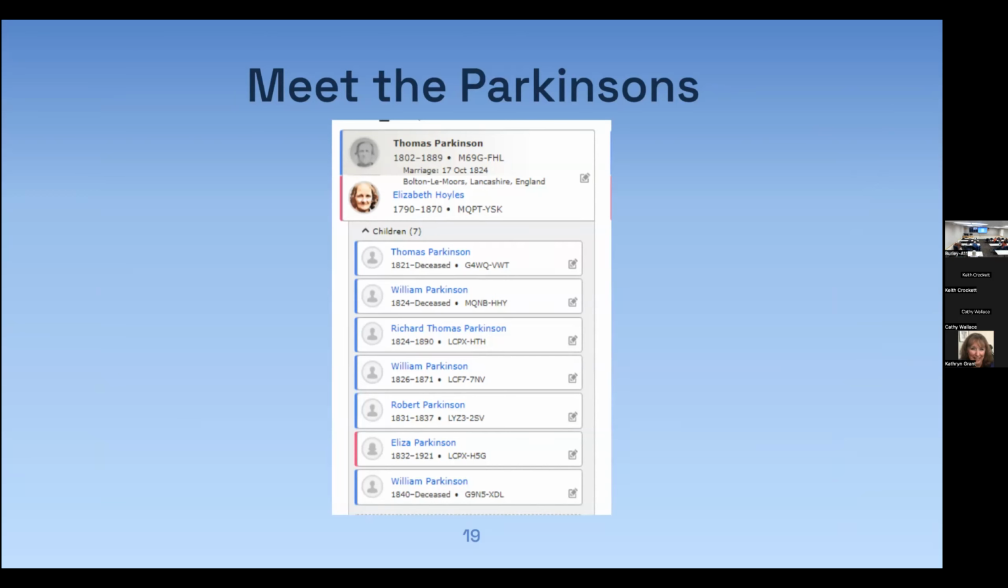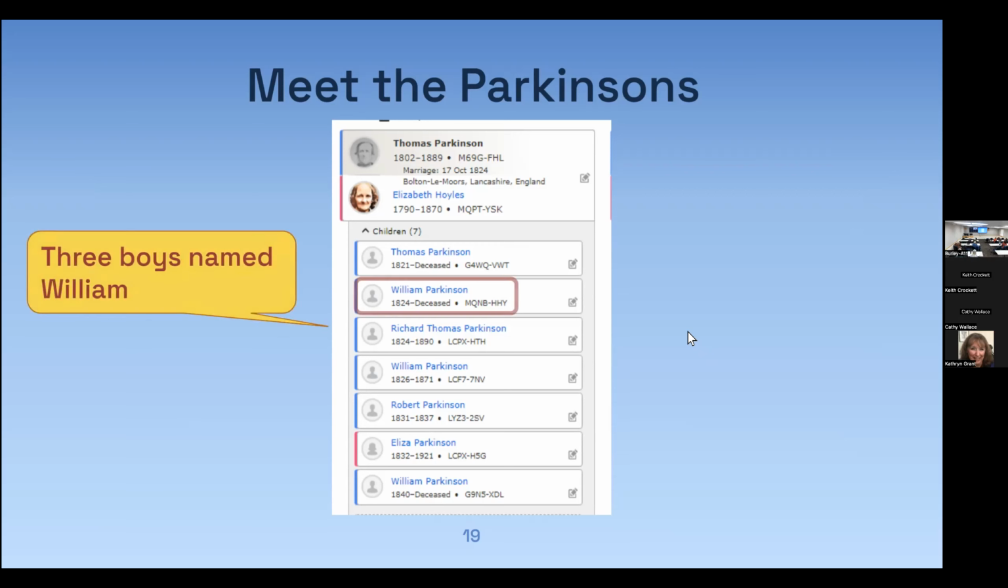There's 3 Williams. There's 2 that were born in the same year. Yep, we've got all kinds of problems, right? And you nailed the two most obvious ones, and the one we want to focus on is the 3 Williams. So there are 3 boys named William. That's not necessarily unusual in England because often the parents, if an older child died, would name a younger sibling the same name as the previous one.